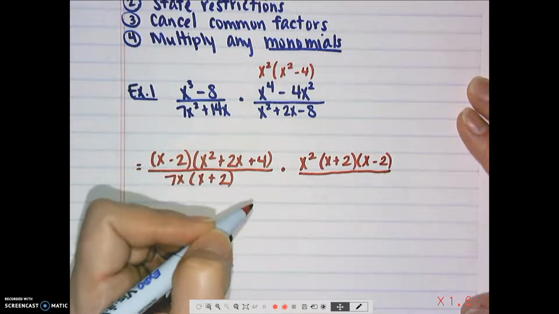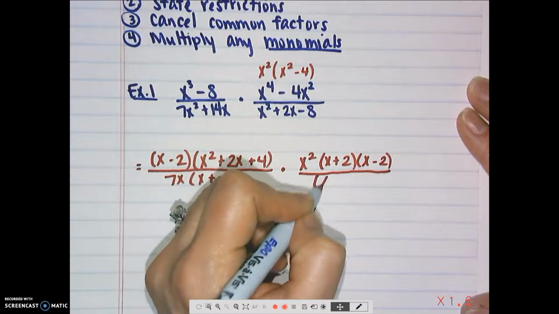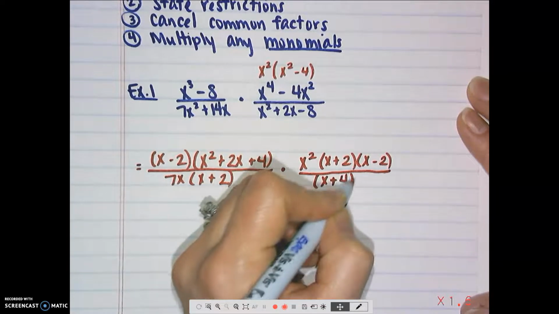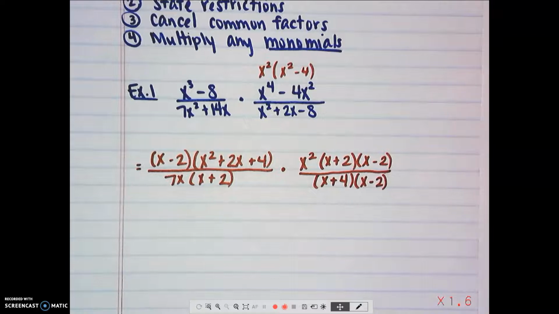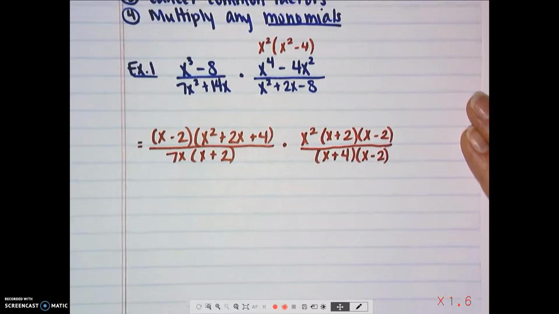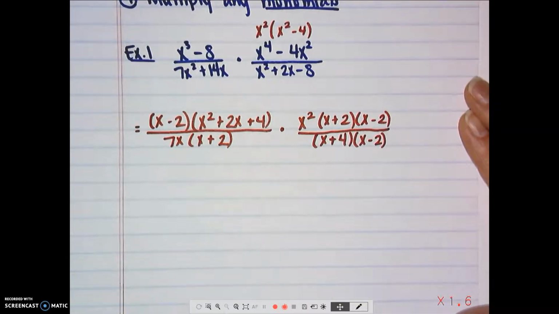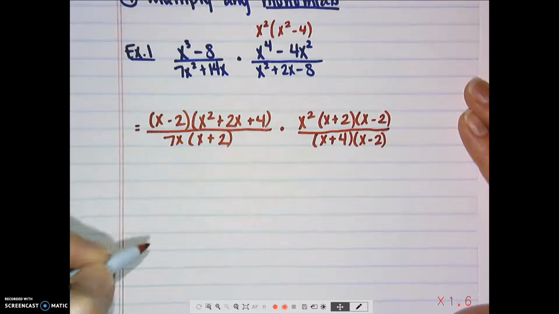And then x squared plus 2x minus 8 would factor into x plus 4, x minus 2, because we're looking for two numbers that multiply to give us -8 and add to give us +2. So now that we have that all factored, the next piece is to state our restrictions so that we don't forget about it. So I'm going to come down here and write our restrictions.